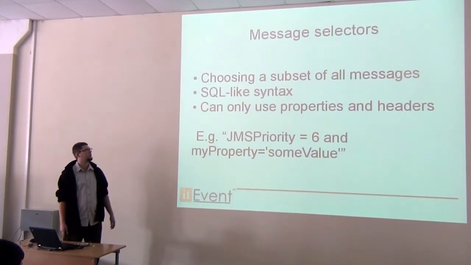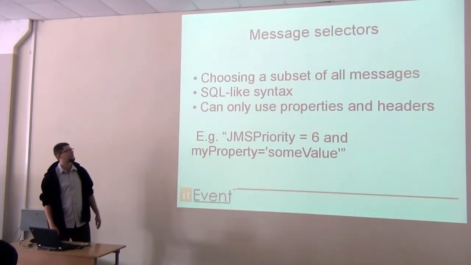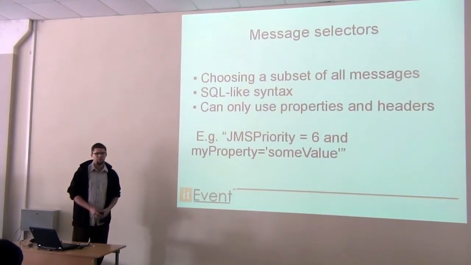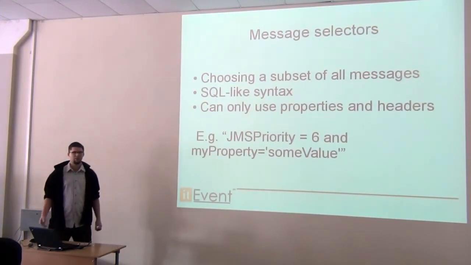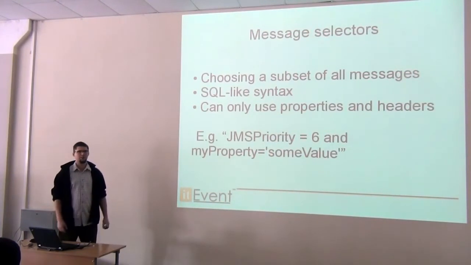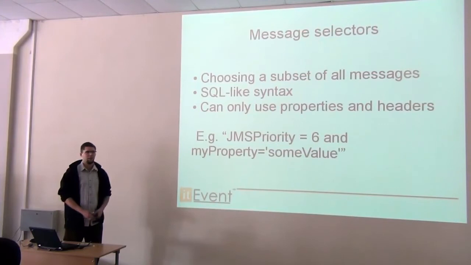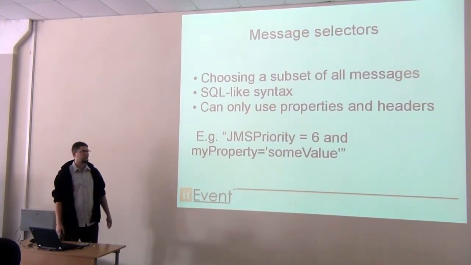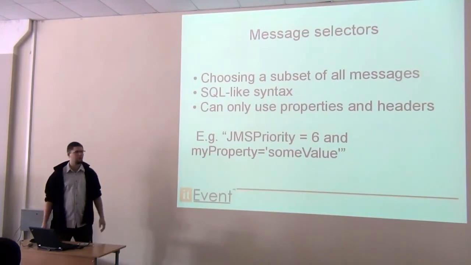So there's a concept of message selectors in JMS. When you attach a consumer to the queue or topic, you can say that you are not interested in all of the messages that come there, but only in a subset of messages. For example, messages with priority 1, or messages that have the email address admin at ourwebapp.com.